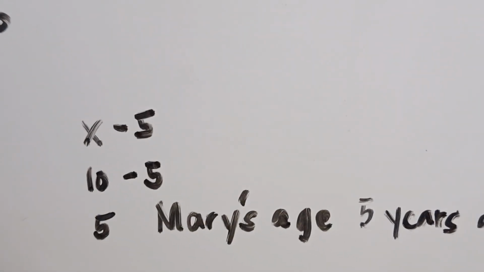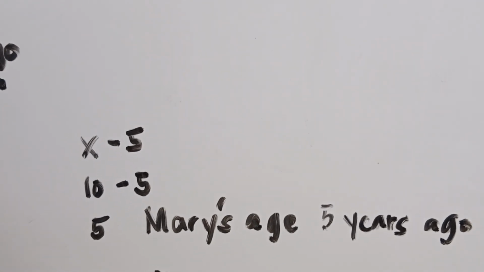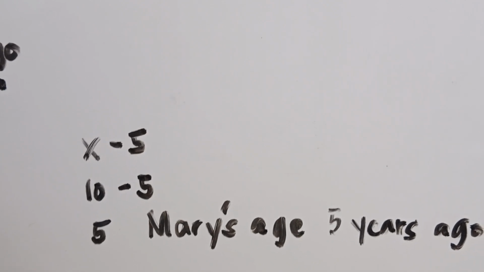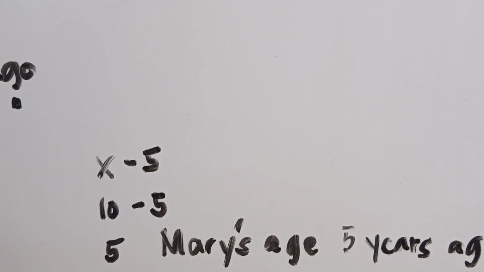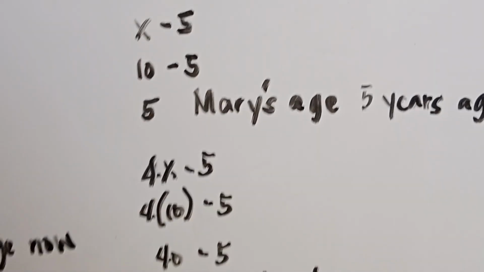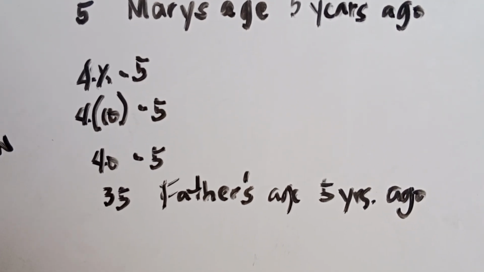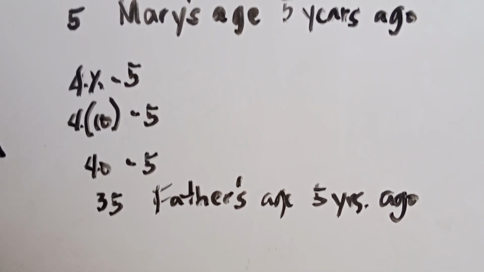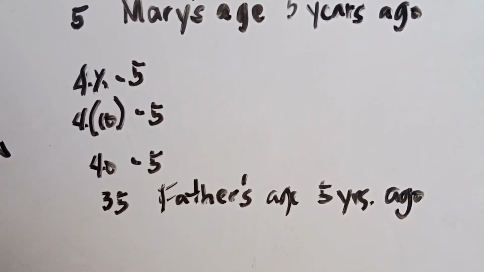And then, what were their ages 5 years ago? Mary's age 5 years ago will be x minus 5. So 10 minus 5 will be 5. So 5 years ago, Mary was just 5 years old. And then 5 years ago, Mary's father's age was 35 years old. So we have 4x minus 5. Substitute 10 to x. 4 times 10 will give you 40 minus 5, 35.